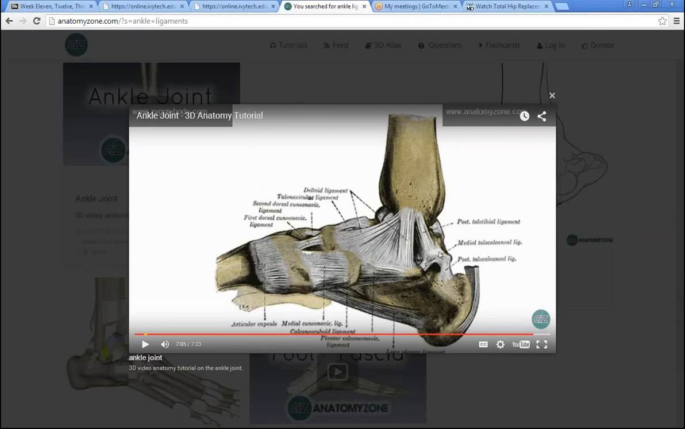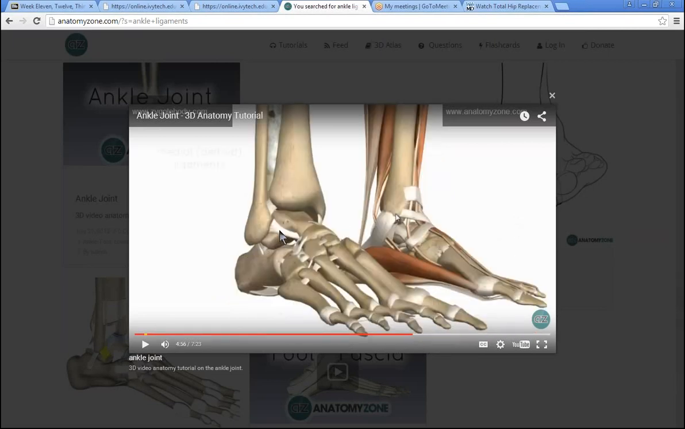And again, the most commonly disturbed ligament would be, right here, the anterior talofibular ligament. Okay. All right, let's go to our notes.